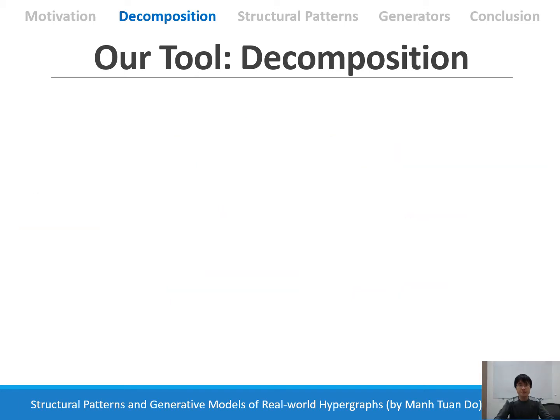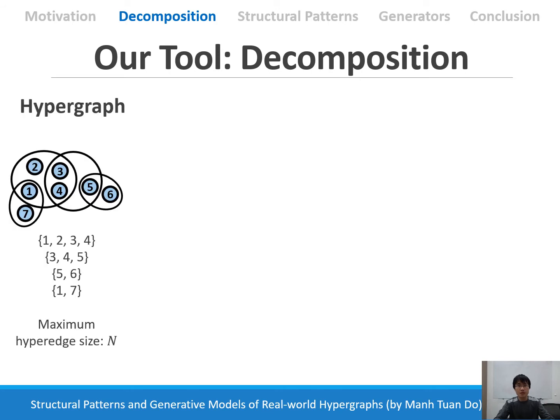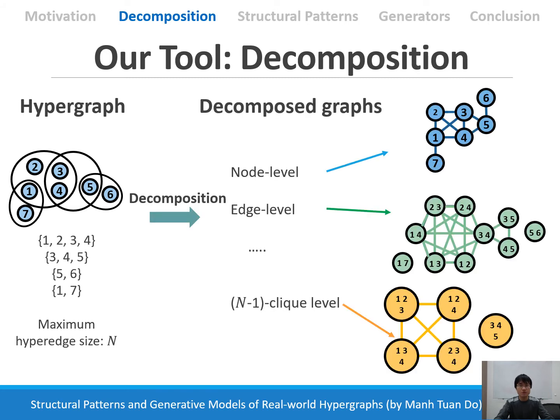By such explanation of decomposition, let's say we have a hypergraph in which the hyperedges are of size up to n. The decomposition will represent the hypergraph as a set of pairwise graphs up to the level of n-1 clique. This set of pairwise graphs can be analyzed quite conveniently because we can leverage the existing tools of pairwise graph. Besides, the decomposed graph can be used to reconstruct the original hypergraph, as our decomposition does not incur any information loss.